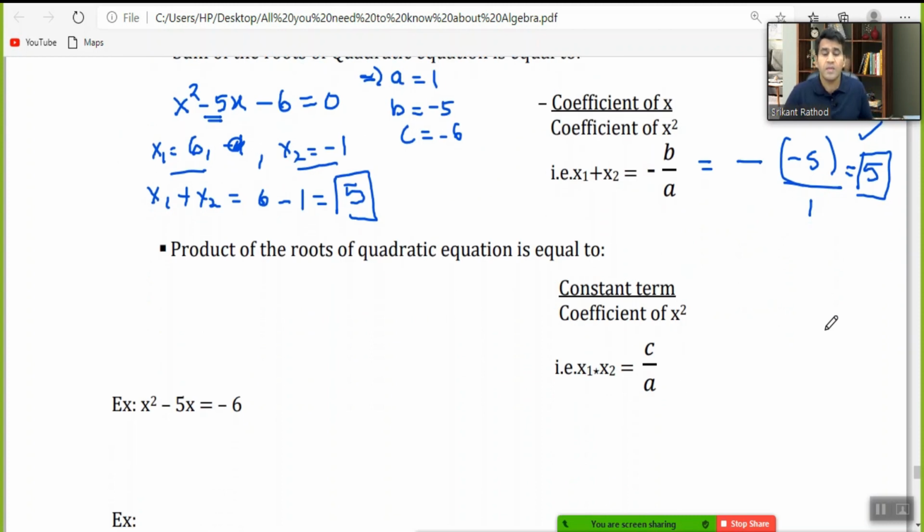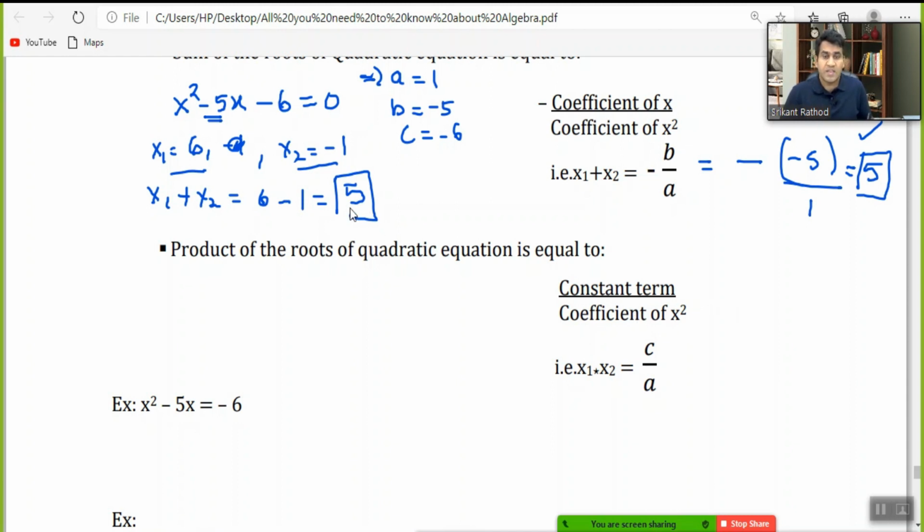In another way, they may also ask you a question about finding the product of roots. The product of the roots, we can find as the constant term divided by the coefficient of x square. The constant term means I'm talking about the c as per the general expression, right?